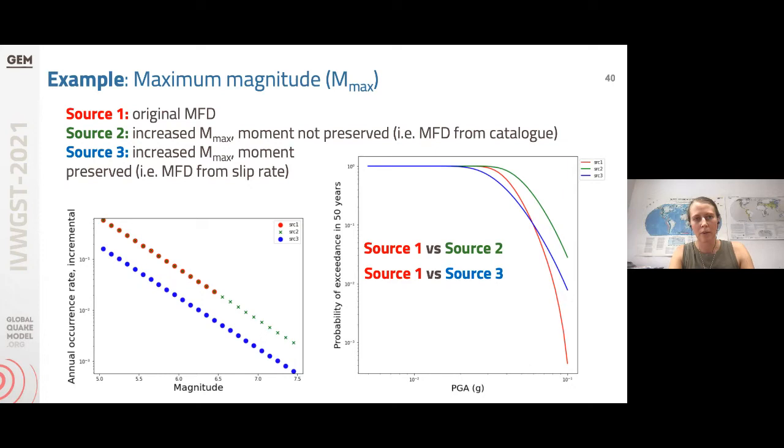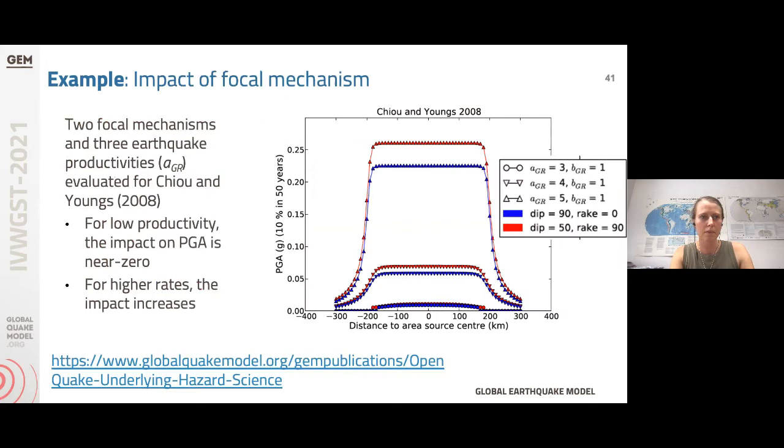But this is not always the case for Mmax, and it depends a lot on the productivity of the source. A second example is the impact of the focal mechanism. So the plot here is showing two focal mechanisms for three different earthquake productivities evaluated for one GMPE. In blue, I plotted the result from one mechanism, in red, the result from the other. And we can see that for the lowest productivity source plotted on the bottom, the difference is hard to see. But as we increase the productivity of the source, the impact of the focal mechanism becomes more significant.